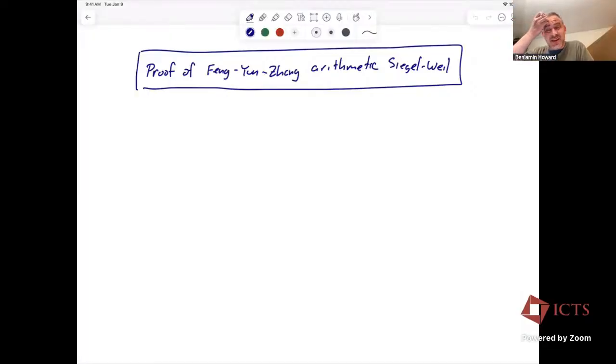So in this lecture, what I want to do is try and sketch the main ideas that go into the proof of this Feng-Yun Zhang arithmetic Siegel-Weil formula that generalizes the arithmetic Siegel-Weil formula from the number field case to the function field case. So just recall the basic setup.